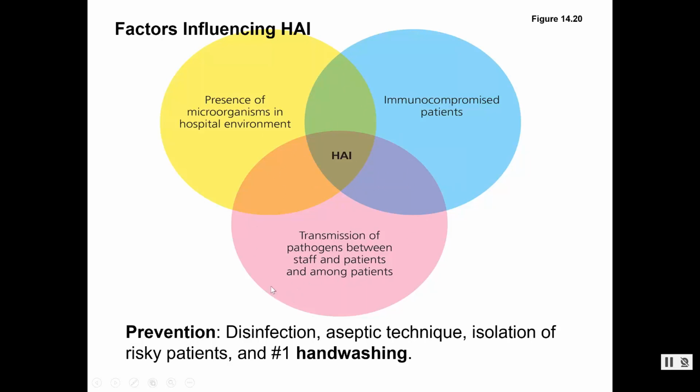All right, so how do we prevent it? And this is a big deal. Prevention is a very big deal. We need to wash our hands, wash our hands, wash our hands. We've learned that in this class, and now we're seeing that play out. Hand washing is the number one thing we can do. Proper disinfection, proper aseptic techniques, isolation of risky patients. All of this is to protect our patients the most.